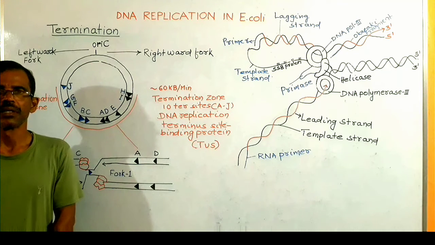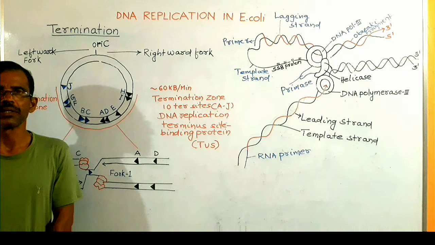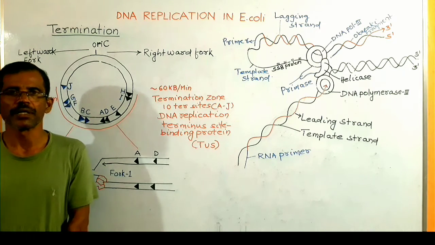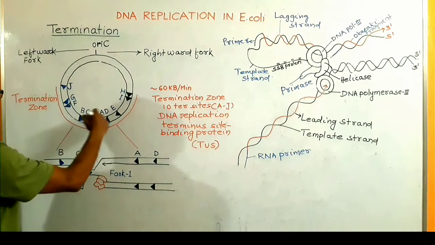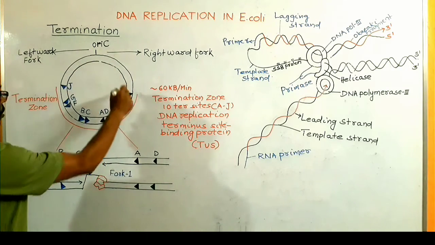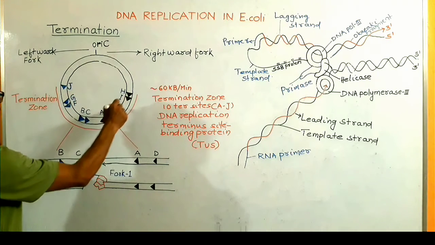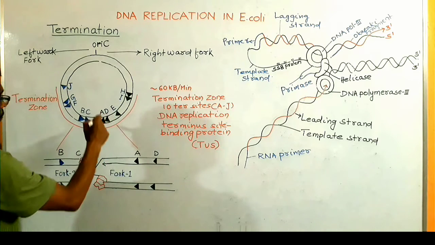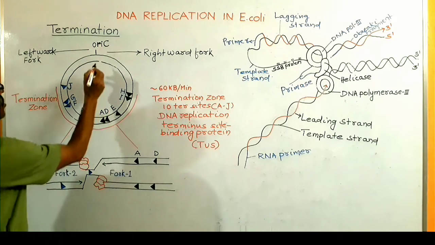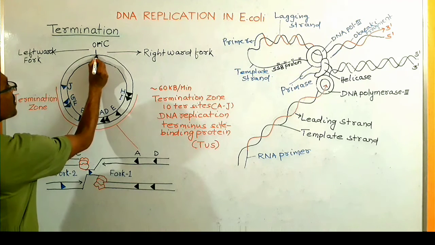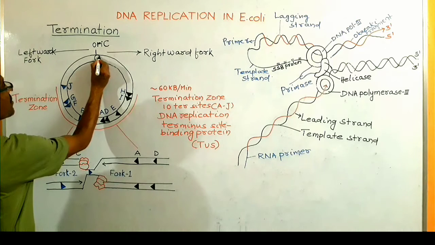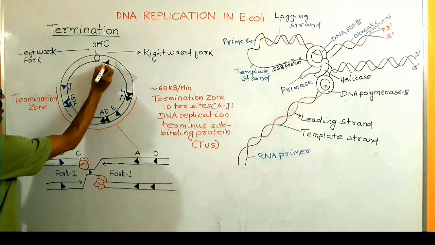After elongation, the next phase is termination. In this phase, DNA replication is terminated. Friends, this is the circular double-stranded DNA molecule which is present in E. coli. The circular DNA molecule is the chromosome. And in this circular double-stranded DNA molecule, this is the OriC. And OriC is the specific point of origin of replication from which replication starts.